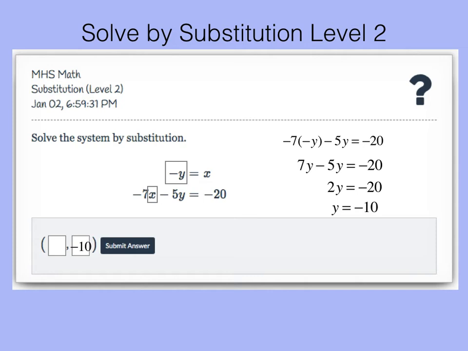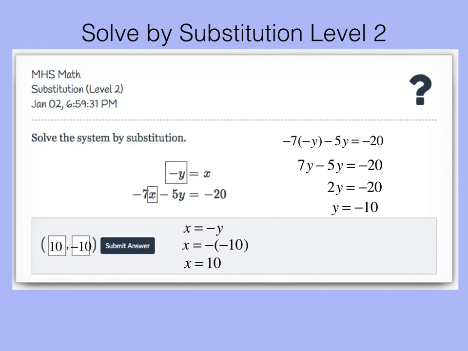To get the x value of the solution, you want to pick the equation that looks like it would be easier. And that would definitely be the top equation. I'm going to write it as x equals negative y. X equals the opposite of y is how I'm going to interpret this. So the opposite of negative 10 is 10. That is the x-coordinate of my solution. So the solution to this system of equations is 10, negative 10.